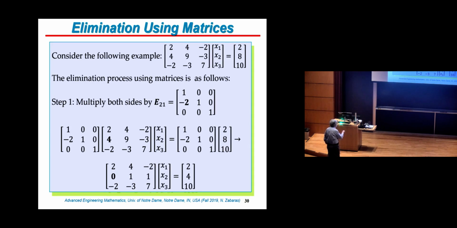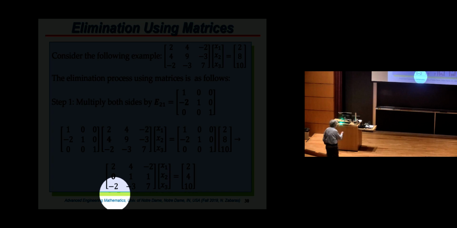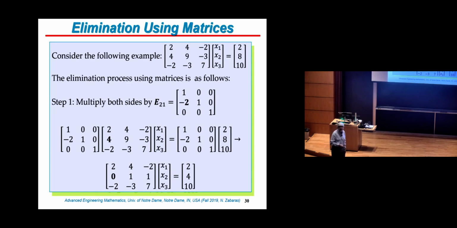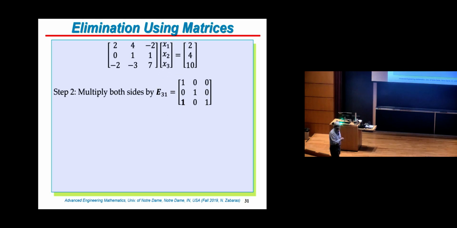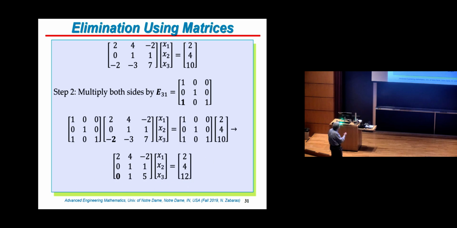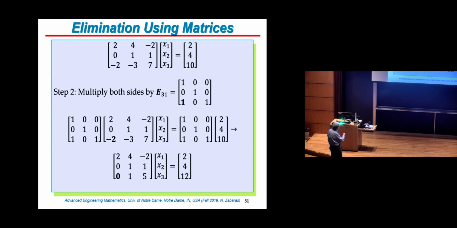Then we're going to have to multiply with another elimination matrix to get rid of the -2. What's the name of that elimination matrix? E with what subscripts? 3, 1. So we're going to multiply with E31. And the pivot, you can see here, is -1. So we're going to put here minus the -1, which is 1. Okay? So that's my elimination matrix. You multiply, you get rid of that element there. I see a 0, right?